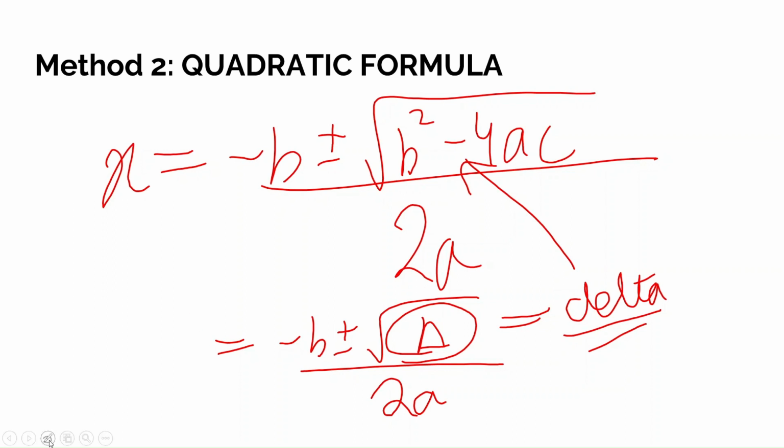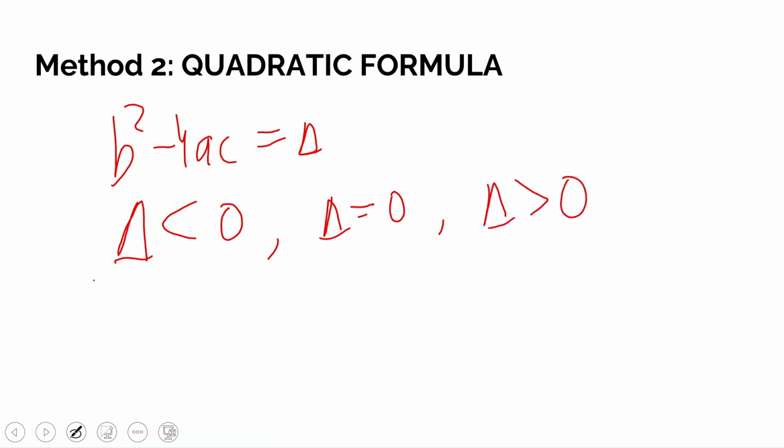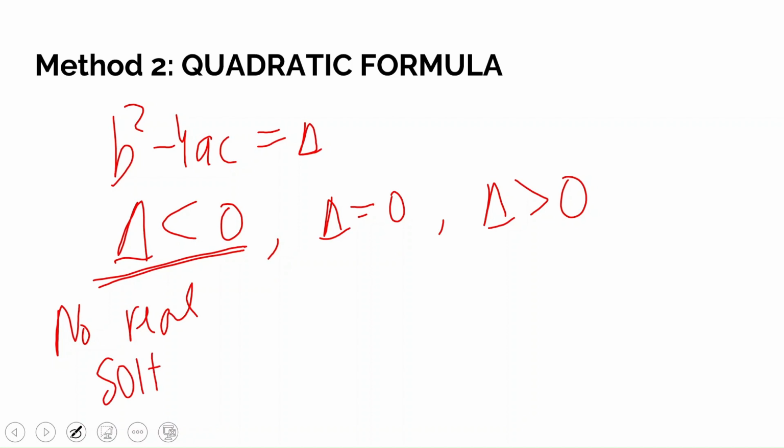I doubt that there will be any questions regarding this in international math, but there will be in ad math. So basically, b squared minus 4ac is equal to the discriminant. And we have three different possibilities for the discriminant. It can be less than 0, equal to 0, or greater than 0. If the discriminant is less than 0, then there are no real solutions. If it is equal to 0, then there is only one real solution.